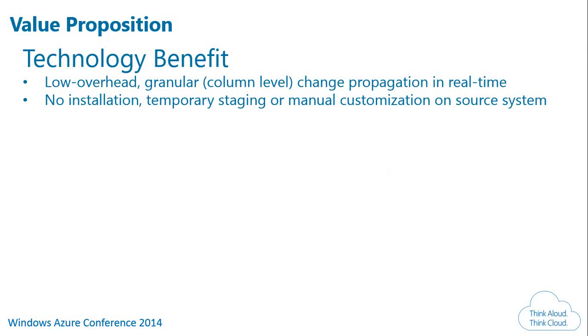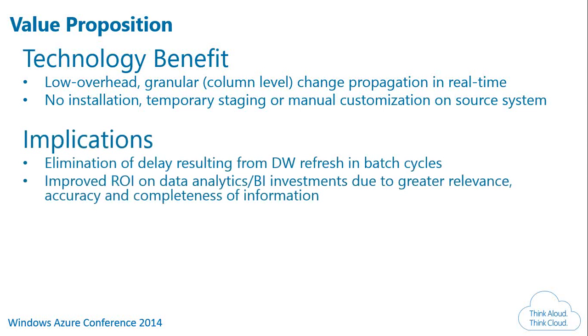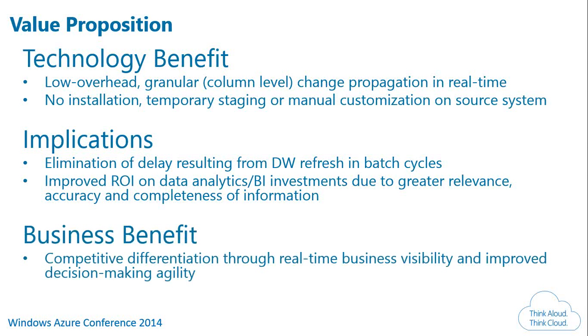So what are the different scenarios? What are the benefits that we have? First thing is, at a very granular level, you are able to understand what the changes are. As you saw, enabling CDC on a system took about 5 minutes, and we could capture those changes and understand how those changes are calculated. There is elimination of delay resulting from a data warehouse refresh in a batch cycle. This improves return on investment because of greater relevance, accuracy, and completeness of information in real time. The business benefit is decision-making agility in real time.